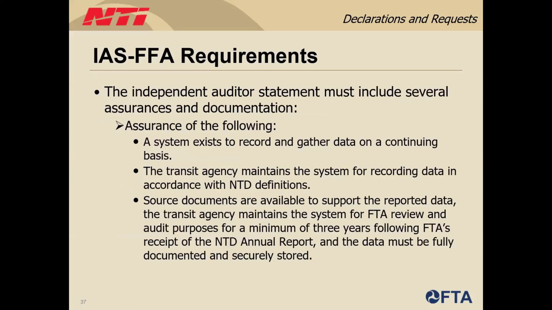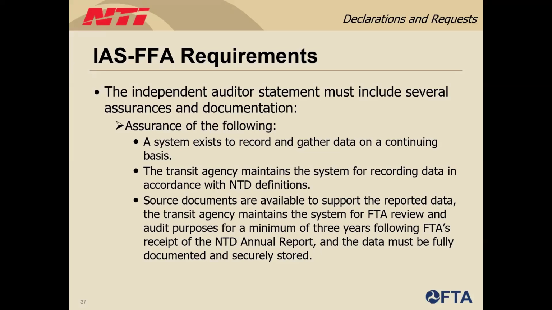Agencies can find the list of the IAS FFA requirements within the policy manual. We're going to go over each of these requirements together really quickly. First, the independent auditor statement must assure all of the following in their issued IAS FFA. They must include assurance that a system exists to record and gather data on a continuing basis. They must include assurance that the transit agency maintains the system for recording data in accordance with NTD definitions.